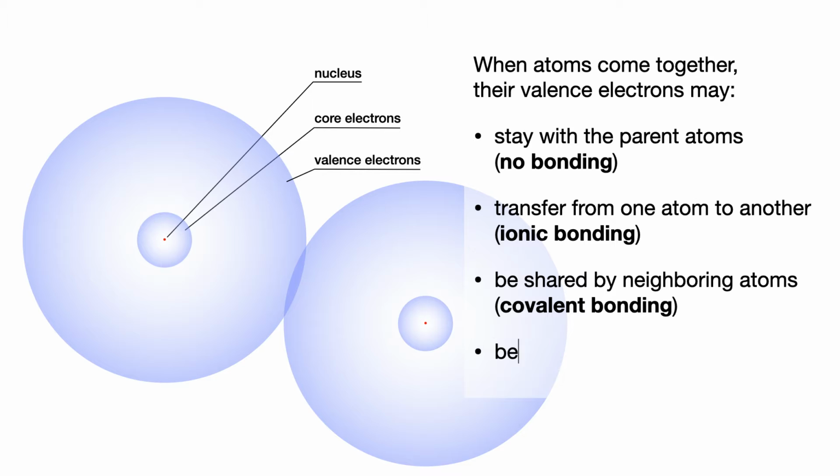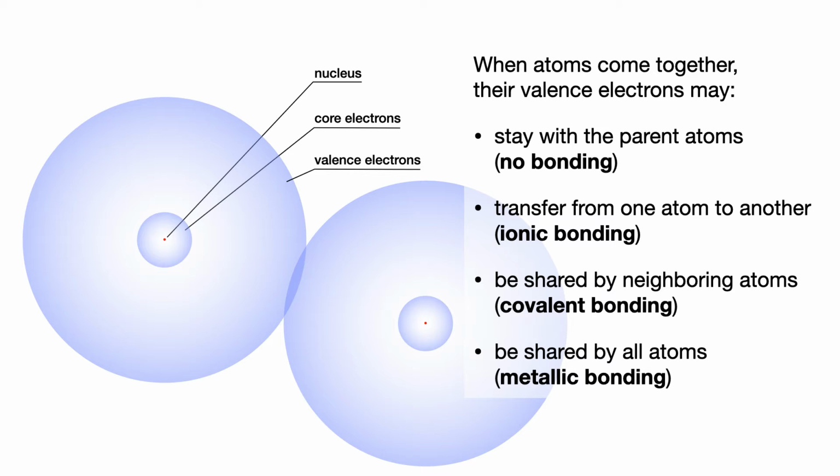Or valence electrons can be shared by all of the atoms in a large group, and this occurs in metallic bonding. Now, as the name implies, metallic bonding is observed when a bunch of metal atoms come together. Covalent bonding is observed when nonmetal atoms approach one another. And when a metal atom approaches a nonmetal, that's when you get ionic bonding.